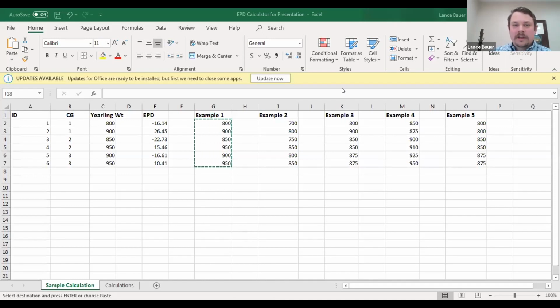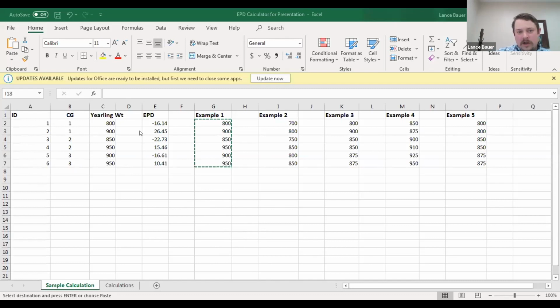So what we're going to do here is you've got 3 different contemporary groups. You've got animals 1 through 6. Animals 1 and 2 are in a contemporary group, 3 and 4 are in a contemporary group, and then 5 and 6 are in a contemporary group. Now these animals are all related, but they're not inbred.